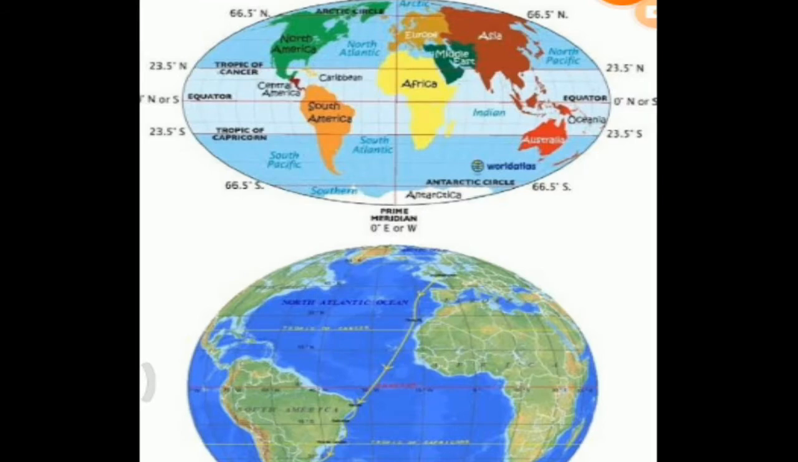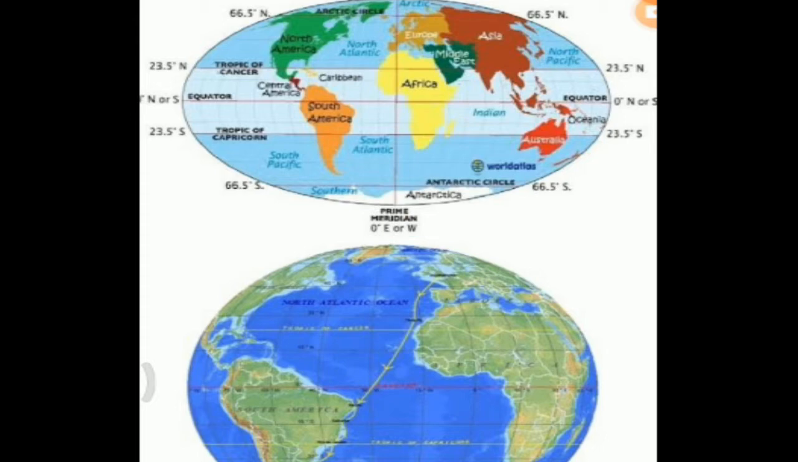Boys, in the world map, there are 3 horizontal lines, yes or no? See this picture, first picture, there are 3 horizontal lines in red color. See the first line, that is the Tropic of Cancer. See the second line, the equator. This equator divides our world countries into two halves. Third line, the Tropic of Capricorn.